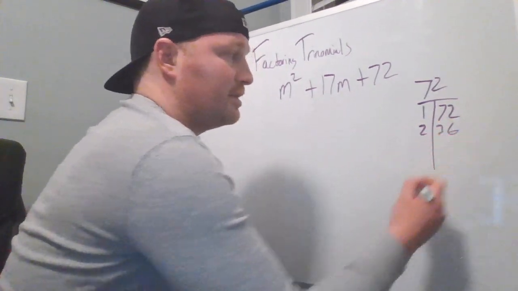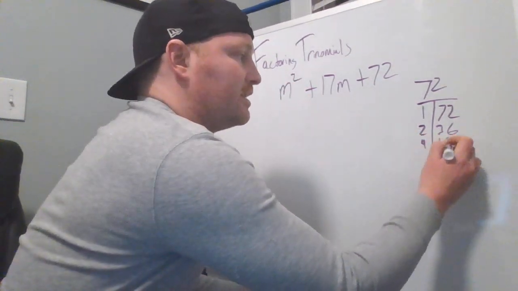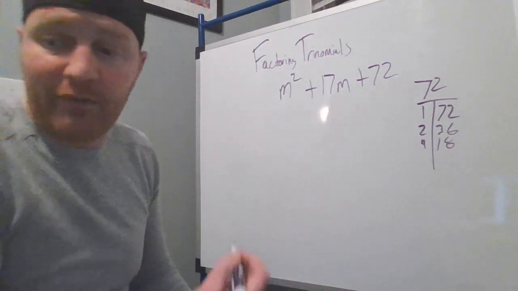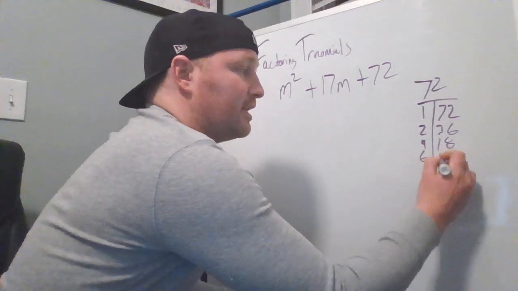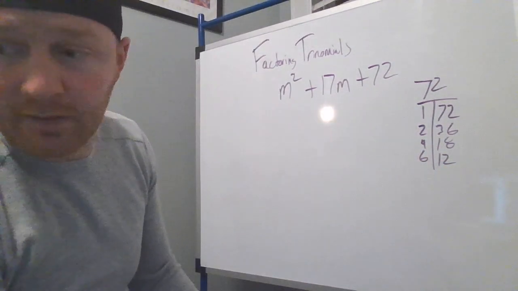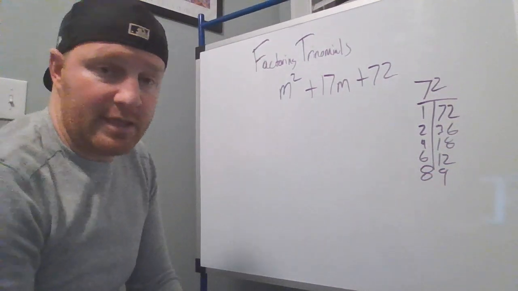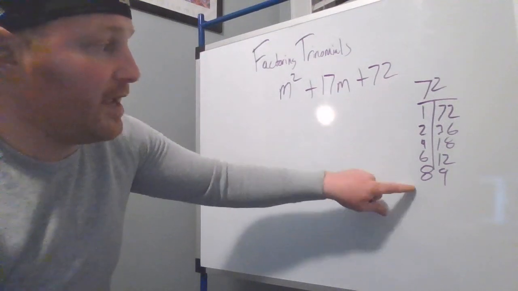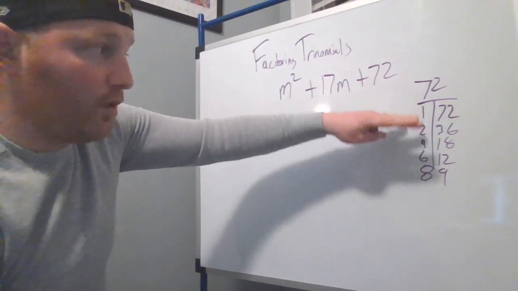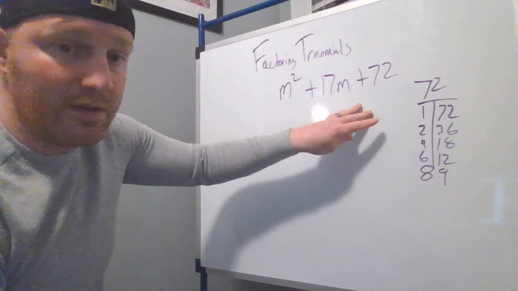I'll try my next ones. I'm just going down the list. 2 times 36. Again, that's not going to work. 4 times 18. Well, we're getting closer. 4 times 18 is 72, but definitely doesn't add to 17. 6 times 12. We're getting closer. Now we're up to 18, so I'm right there. Last but not least, I know my 8 times my 9 is equal to 72, and 8 plus 9 equals 17. So therefore, this might work for you guys in the beginning while we're learning this, just to know how to break down some of these more difficult ones as we go through this.